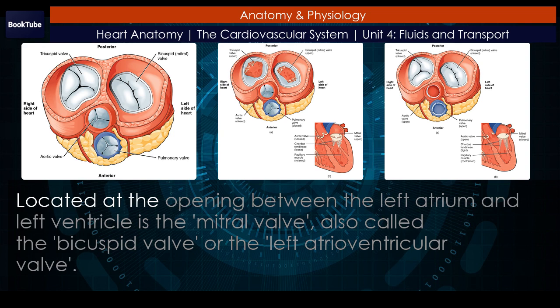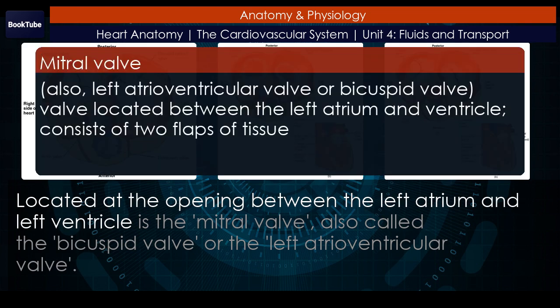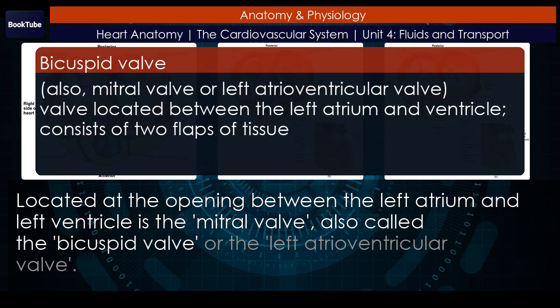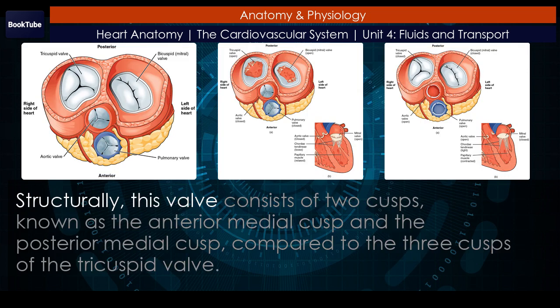Located at the opening between the left atrium and left ventricle is the mitral valve, also called the bicuspid valve, or the left atrioventricular valve. Structurally, this valve consists of two cusps, known as the anterior medial cusp and the posterior medial cusp, compared to the three cusps of the tricuspid valve.